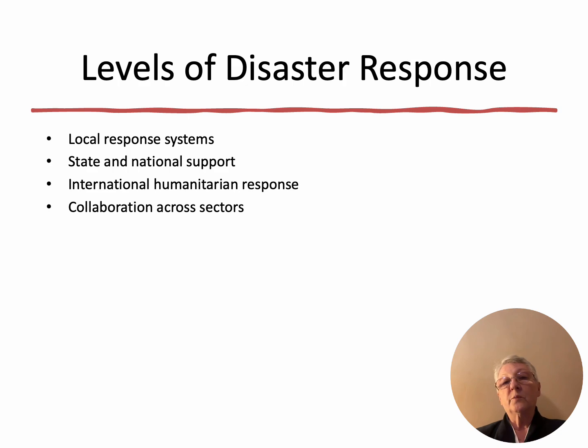When local resources become overwhelmed, state resources may be requested. The state may provide additional personnel, specialized equipment, and National Guard assistance. If the disaster exceeds the capacity of the state, federal resources may be activated. In extremely large disasters, international assistance may also become involved. Understanding this layered system helps nurses understand where decisions are made and how resources move during disaster.